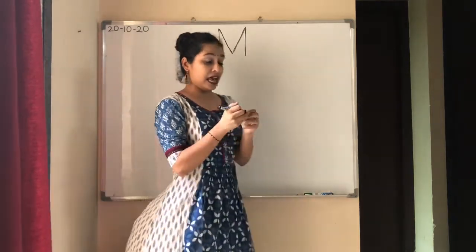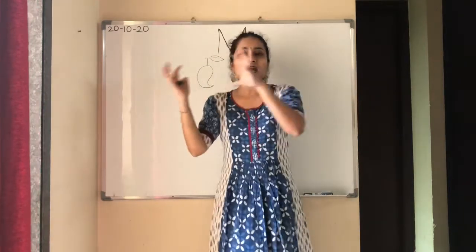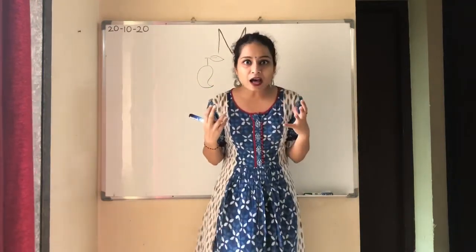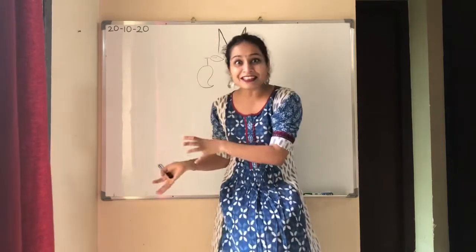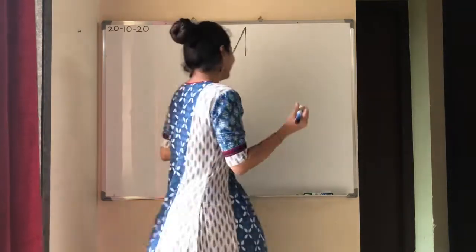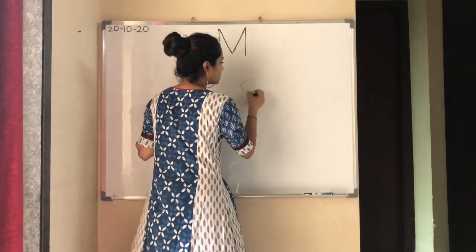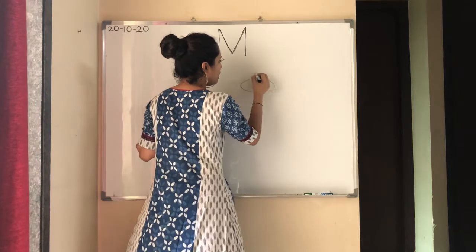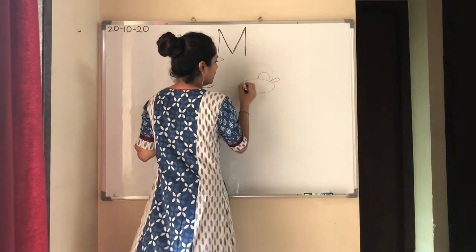Now, which is the next picture? This is an animal that jumps from one tree to another and he loves eating banana. Which is that animal? Yes, it's a monkey. M for monkey.